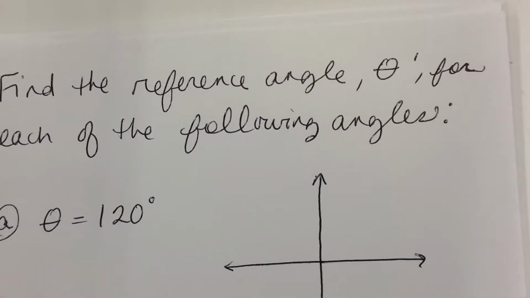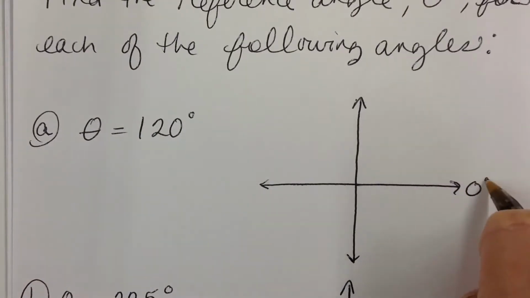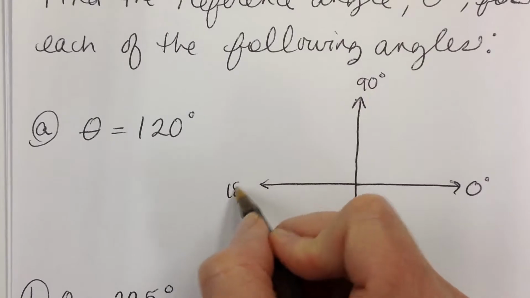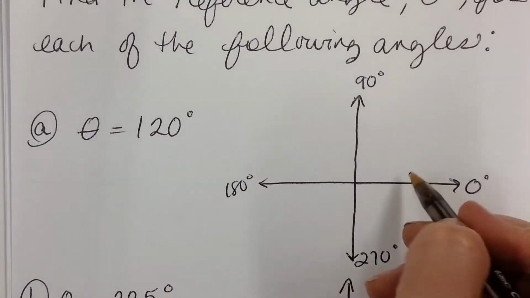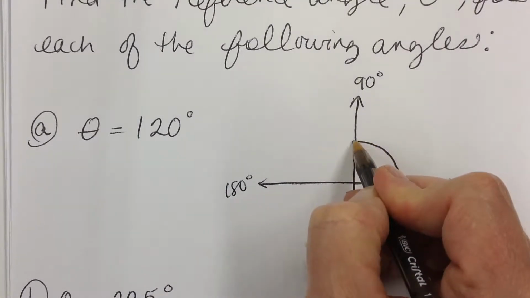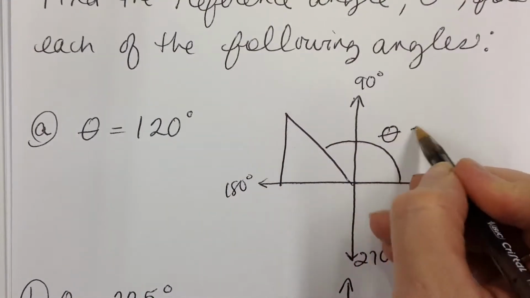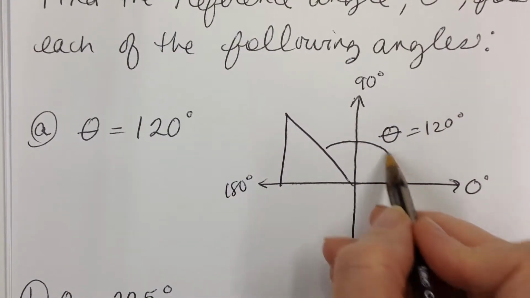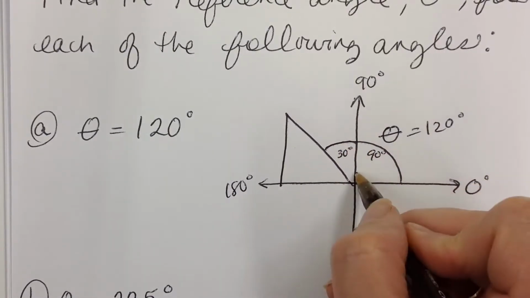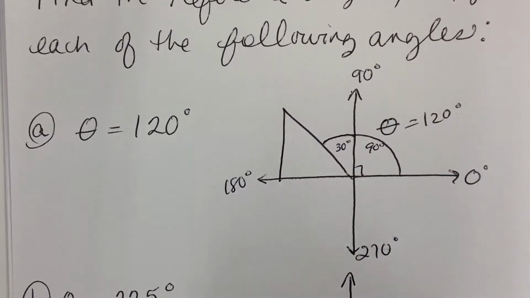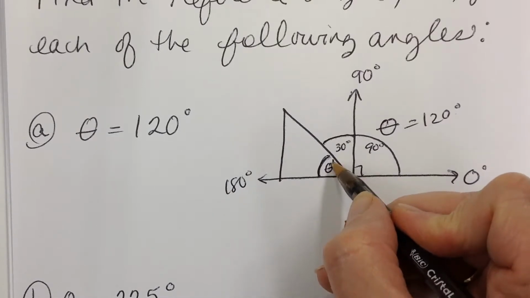The first one is 120. So think about it. This is 0 degrees, this is 90, this is 180, and this is 270. If you're going to draw a 120 degree angle, you'll pass the 90 and go on 30 more degrees. So this is theta, which is 120 degrees. 90 plus 30 gives you 120 degrees. So what is the angle left here? That would be your theta prime.